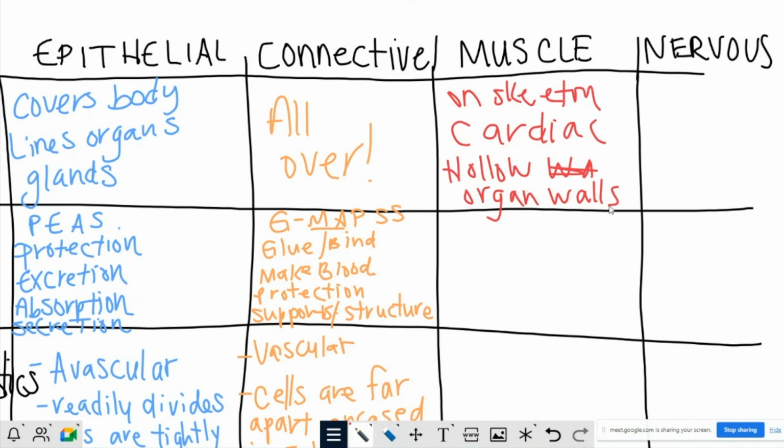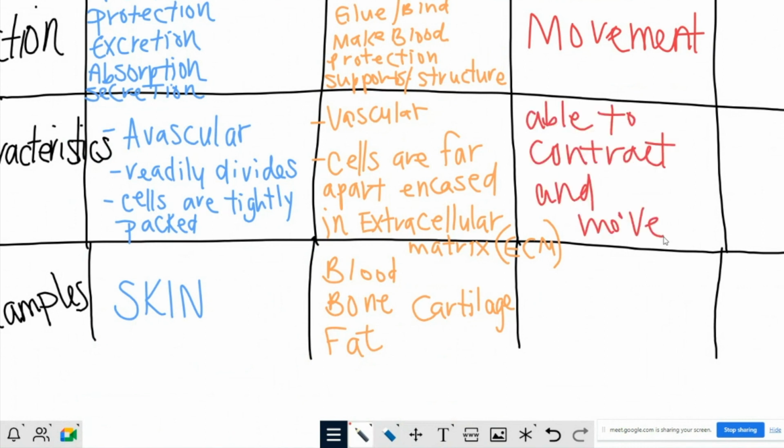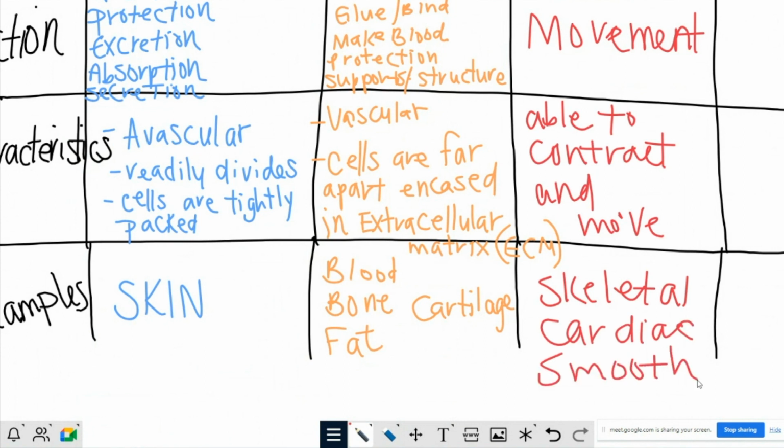Let's go to our functions. So the functions, very simple. Movement. And finally, the characteristics. So the characteristics are the tissue is able to contract, which means shorten, and move, allow movement. And then your examples are threefold, just as we said a moment ago. The examples are skeletal, which is the muscle on the skeleton, cardiac, and then smooth. And this muscle is the muscle in the walls of hollow organs.